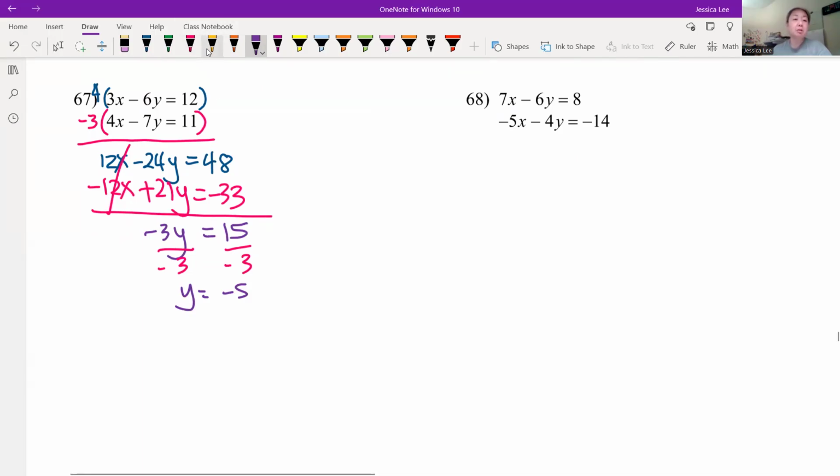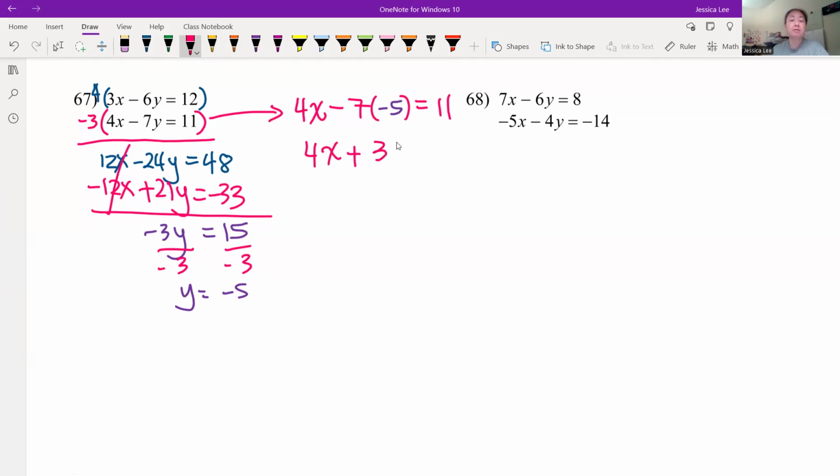I'm going to go with the bottom one. We're going to do 4 times, oops, I got so used to solving for x. 4 times x, because we don't know what x is. 7, we know what the y is equal to 11. And the y is equal to negative 5. So we got 4x minus or plus 35 is equal to 11.